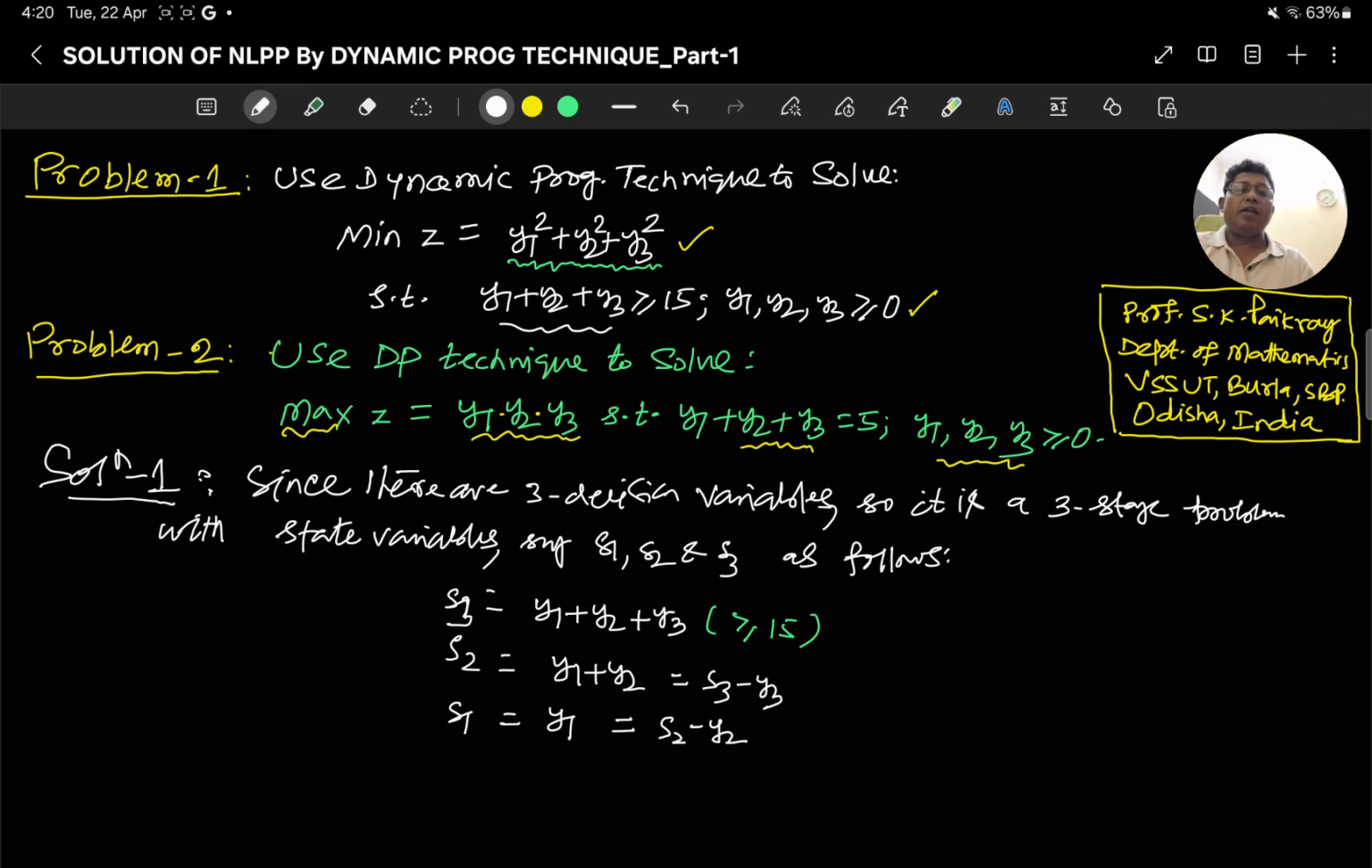Before that, let me introduce myself: Professor S.K. Kumar Paikray, currently working as a Professor of Mathematics at VSUT, Veer Surendra Sai University of Technology, Burla, Sambalpur, Odisha, India. So without much delay, let me write the recurrence relation, and consequently I will solve the three stages.